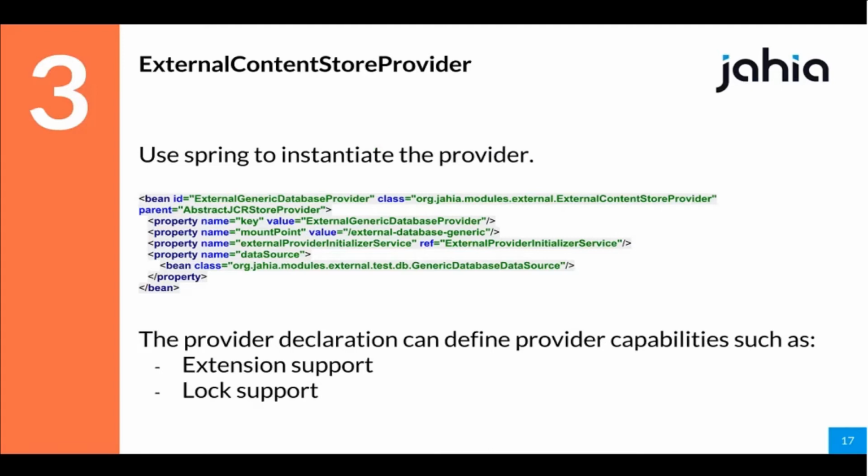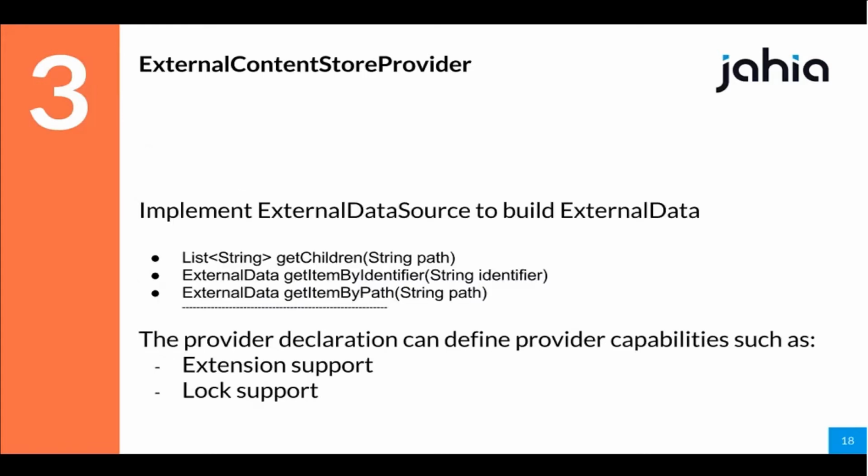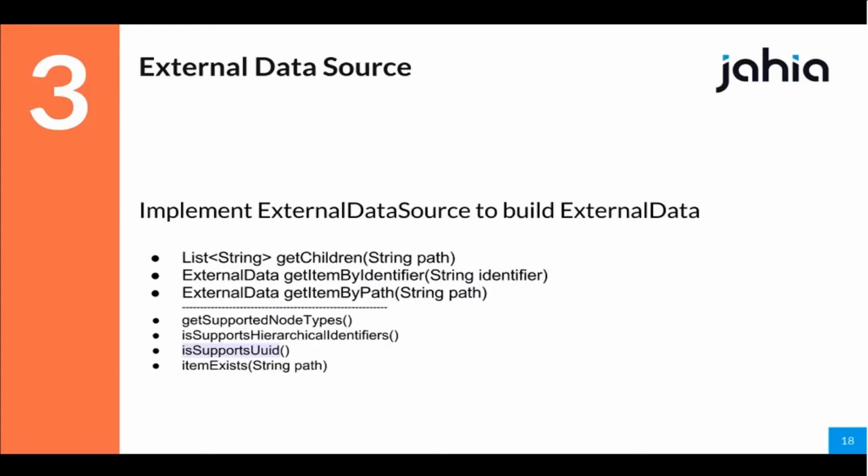In the provider declaration, you can provide new capabilities that the extension supports, or lock if you want to be able to lock the nodes in your external data provider. Then you have to implement an external data source that will expose the data. It's a very simple interface where you have to implement only a few methods. Mostly it's get the children, which will return the children of the path, so all the children under your root level, and then the tree. And then you can find your data either by path or by identifier.